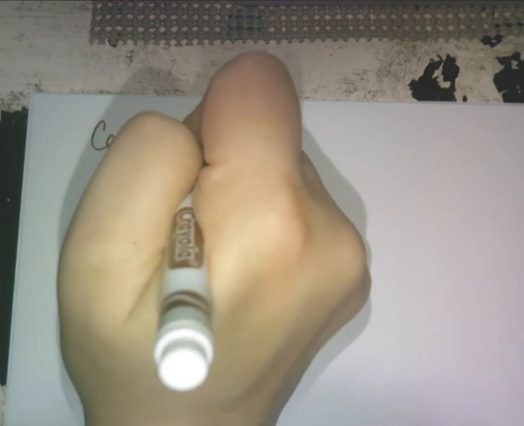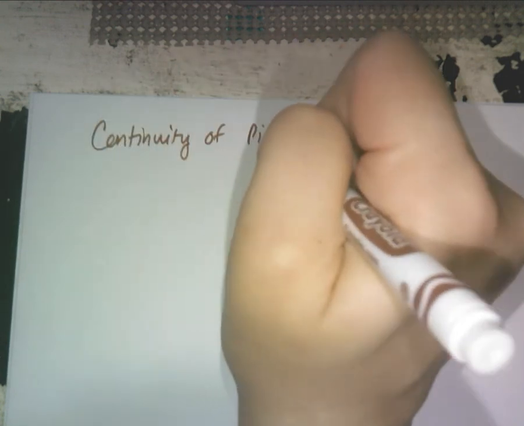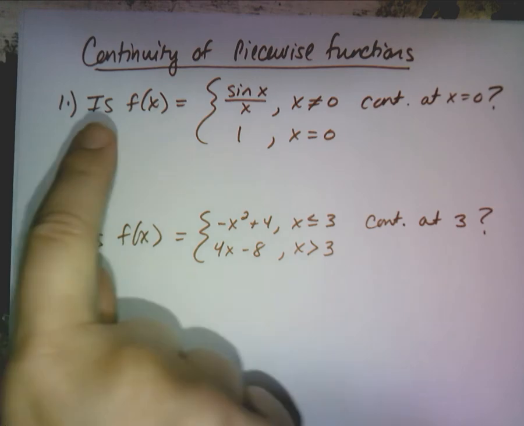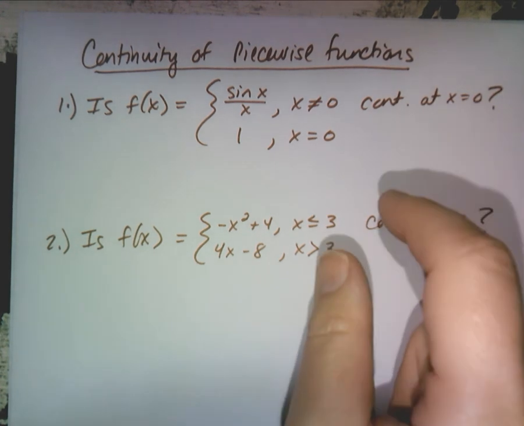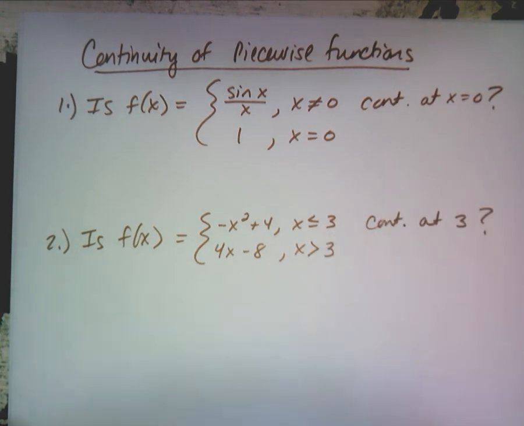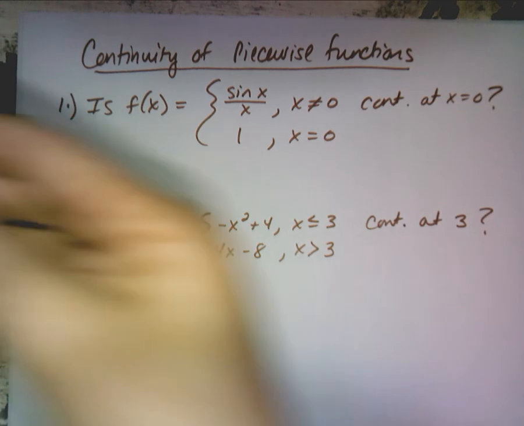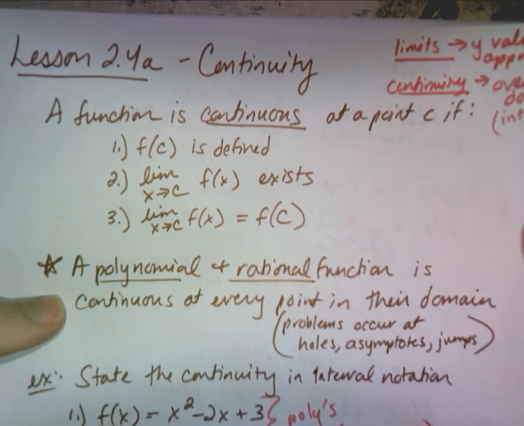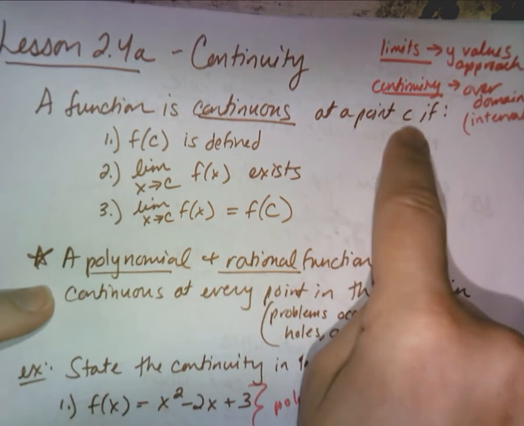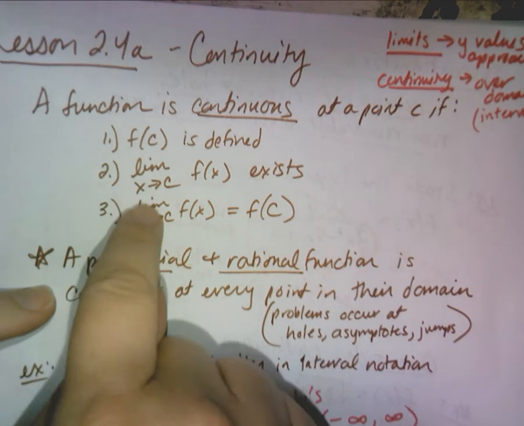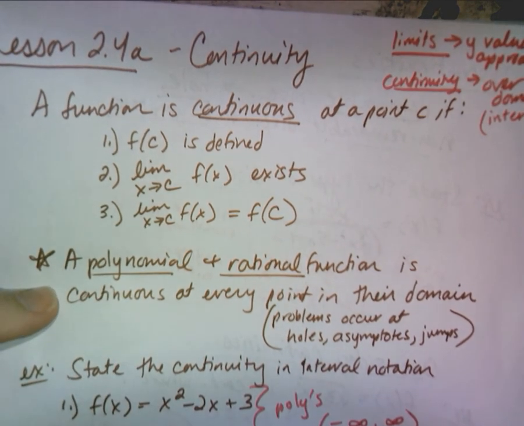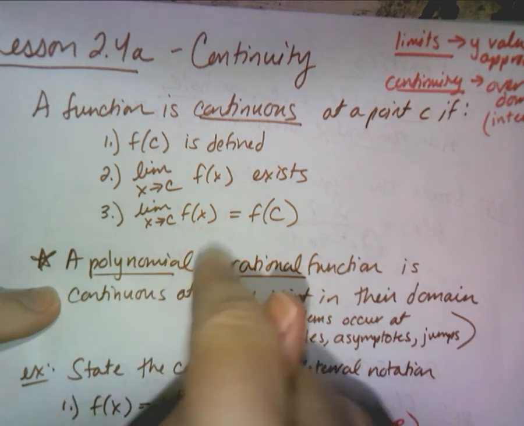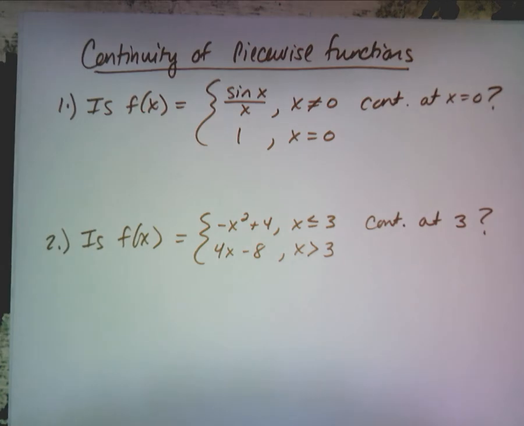All right, continuity of good old piecewise. And ask you if it's continuous at a particular point. You have to do the 3 parts of the continuity definition. So again, back to this right here, where I wrote a function is continuous at a point c if the 3 things exist: if you plug it in and you get a value, if the limit exists from both sides, and if those 2 numbers are the same. You have to do all 3 of those. So we're going to do that right now.